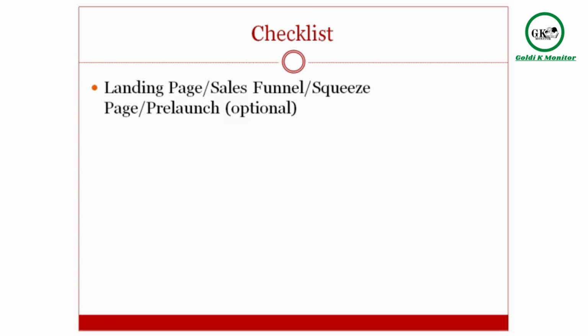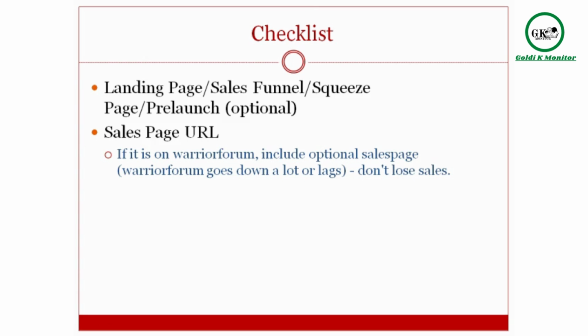You don't have to have a sales funnel, squeeze page, or pre-launch page, but that is an option if you want to do that. Otherwise, if you leave that blank, it'll default to the sales page URL. And of course, if your sales page is on the warriorforum.com as a Warrior special offer, Warrior Forum tends to go down or lag a lot. If your website, your sales page lags, then you're going to lose sales. So if it is on the Warrior Forum, then you can also include an optional sales page, which is a really, really cool feature.